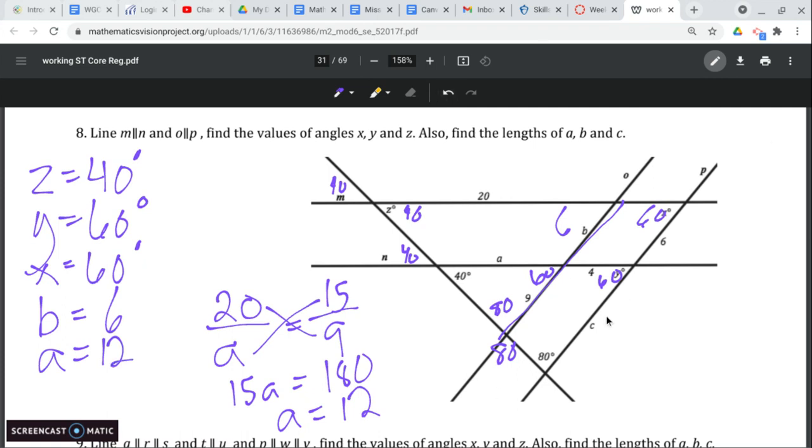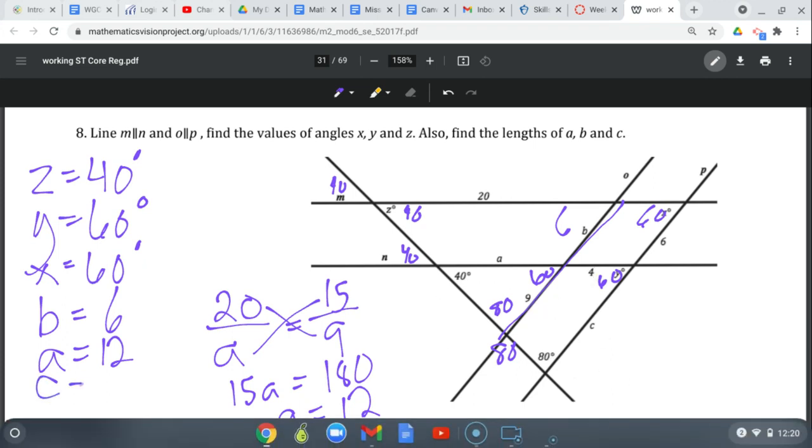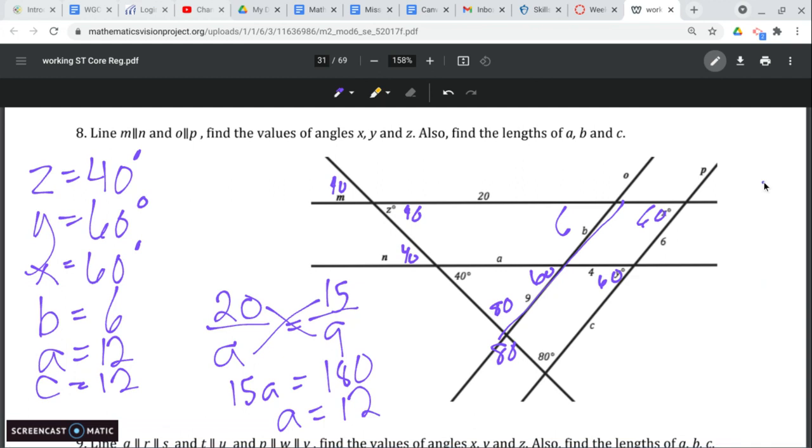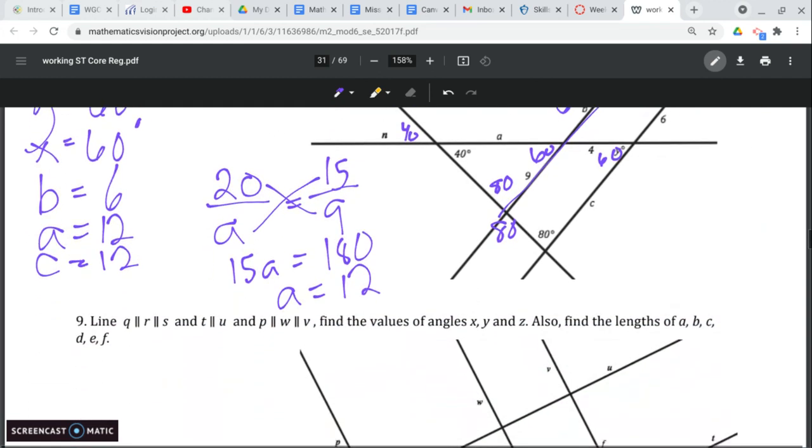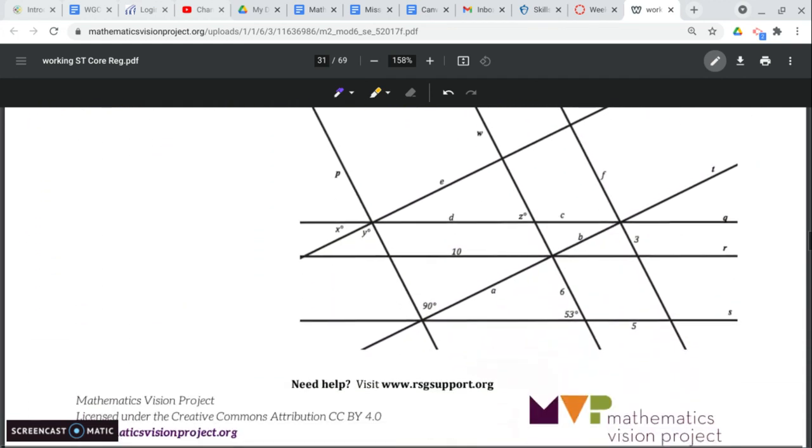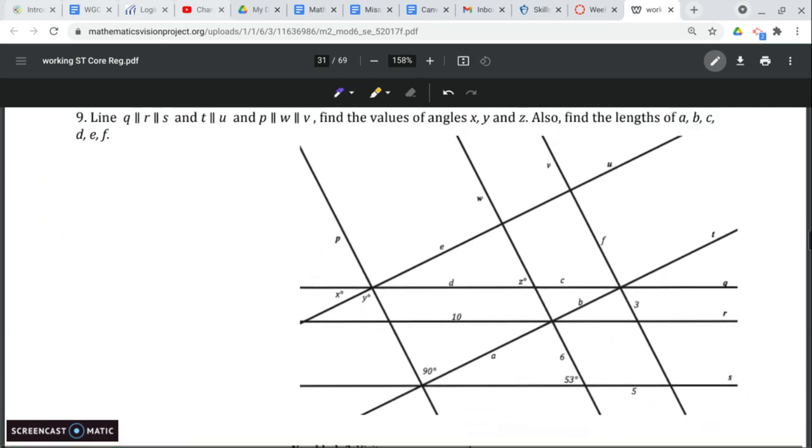Now we can set up that same proportion over here. We have the 12 and the 4, we've got the 9 and the c. We set up that proportion, we're going to find that c is also 12. So using all these theorems, postulates, different things you know about parallel lines and transversals, you're going to do the same thing for 9, okay?